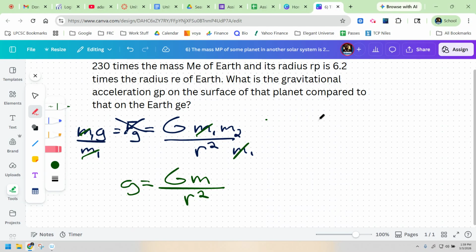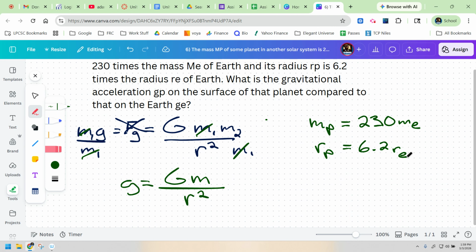So now let's list some of the things that they're telling us. They're telling us that the mass of P is equal to 230 times the mass of Earth, and the radius of P is equal to 6.2 times the radius of Earth.